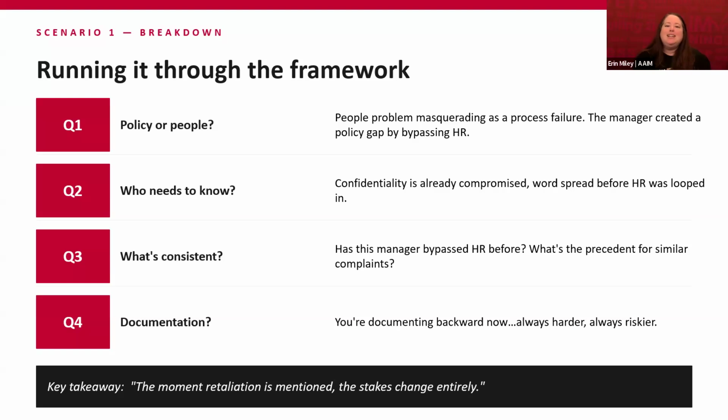The moment the word retaliation enters the conversation, the situation changes category entirely. What started as a conflict is now a potential legal exposure. The manager didn't create that with bad intentions. He created it by acting without a process. So the underlying thing we want to drive here is to create a process where the manager is not reacting in a way that's going to drive exposure and legal risk.